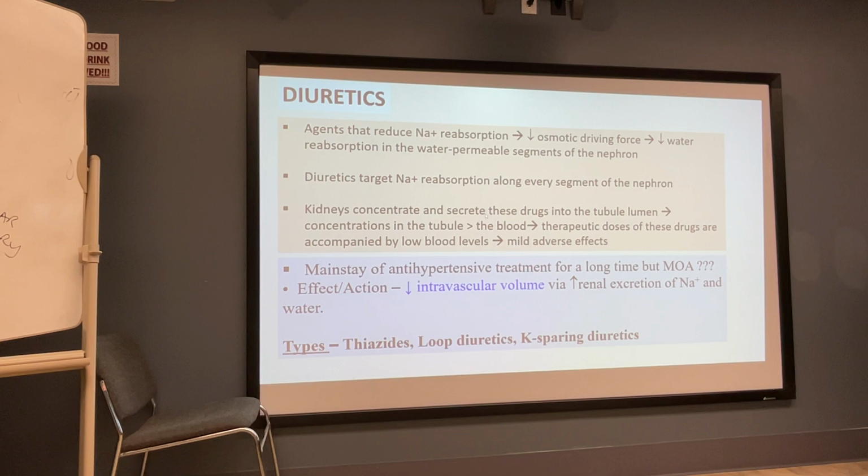Forget the third bullet. These drugs have been the mainstay of antihypertensive treatment for a long time, but the mechanism of action is still not fully known. But what we know about their effect is that they reduce intravascular volume, because when you excrete a lot of water, intravascular volume goes down. And how does that happen? They increase the renal excretion of sodium and water. There are three types: the thiazides, the loop diuretics, and then the potassium-sparing diuretics.